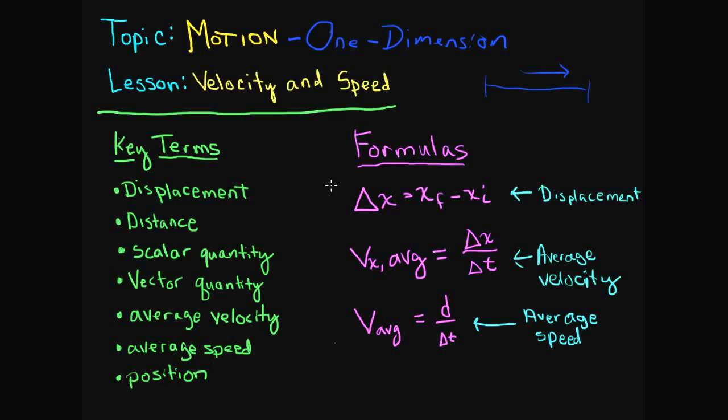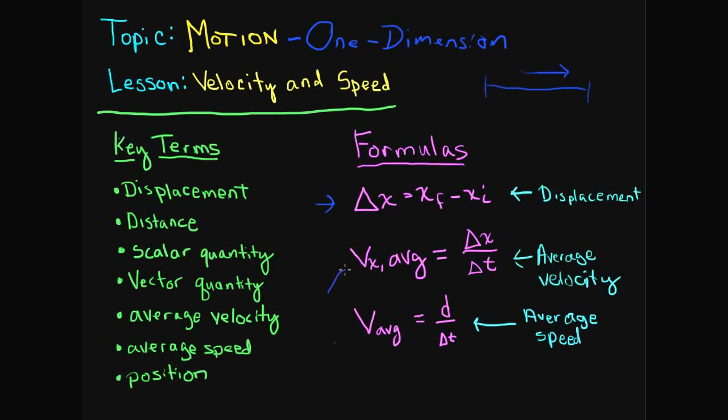The couple formulas you will see in this lesson is the one for displacement, where this triangle is really the symbol for delta, and it means a change. X is referring to position, change in position. X sub f is final position. X sub i is initial position.